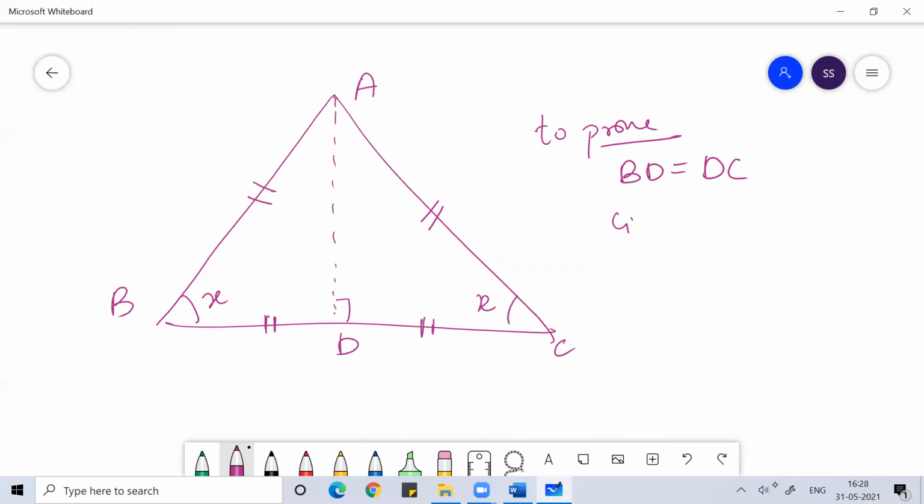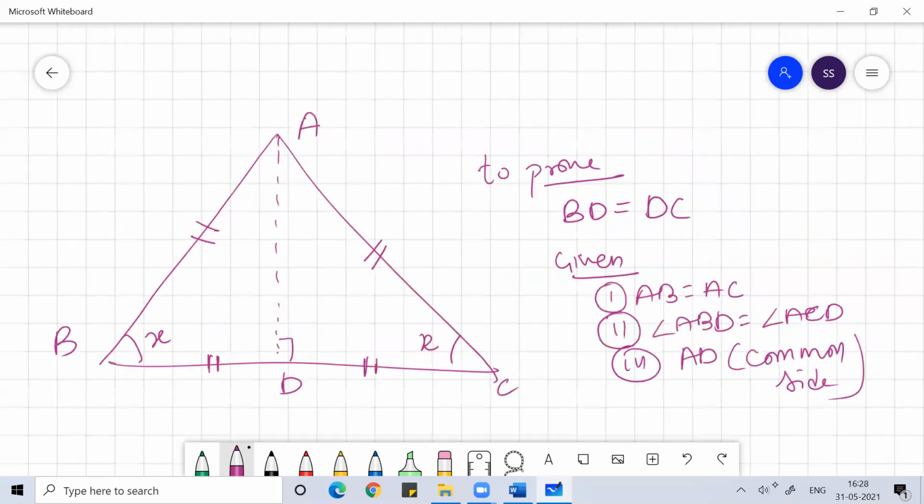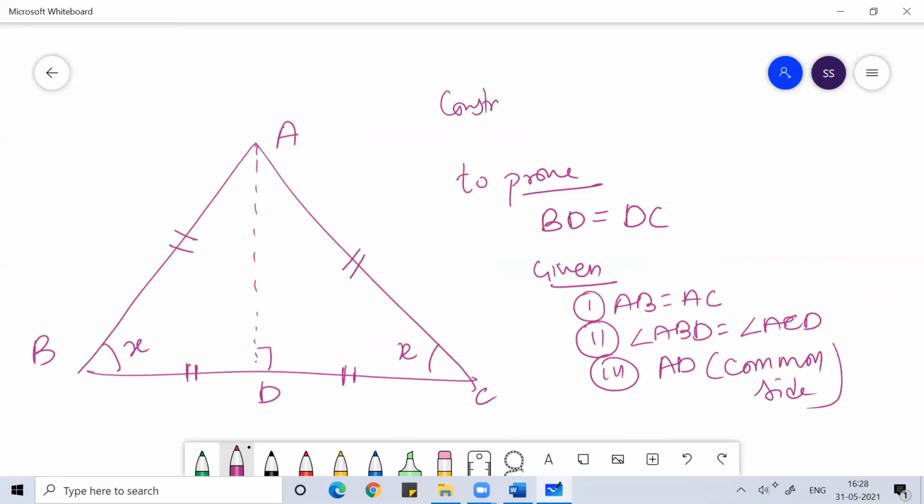Okay, so to prove it, what is given? If this is an isosceles triangle, then what is given is that AB is equal to AC, and angle ABD equal to angle ACD. And then what else? The side AD is the common side. And I'm drawing a perpendicular. What is the construction I'm doing? I've drawn a perpendicular, AD perpendicular on BC. This is the construction I'm doing.